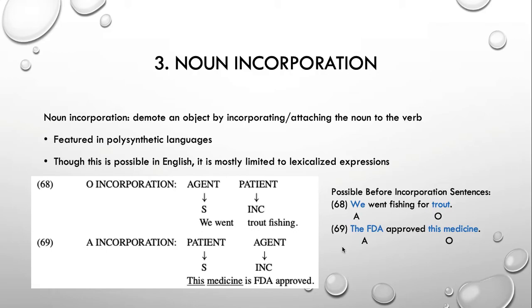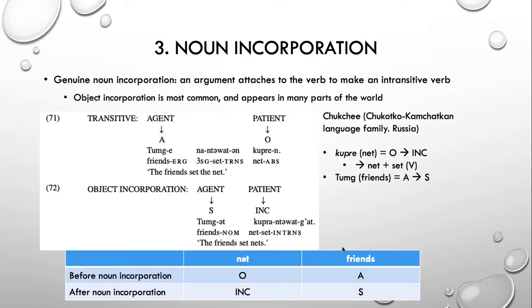As you can see, the incorporation causes the verb to become specified. Genuine noun incorporation has an argument attached to the verb to make an intransitive verb. Object incorporations are most common and they appear in many parts of the world. In this example from Chukchi, it is an object incorporation, which shows that the object becomes attached to the verb set, creating an incorporation.